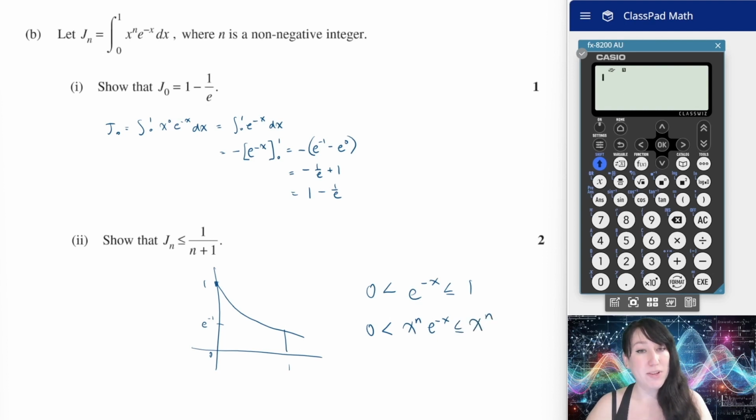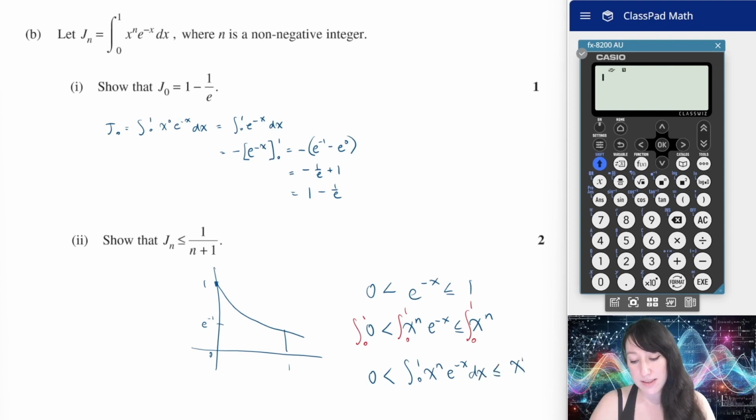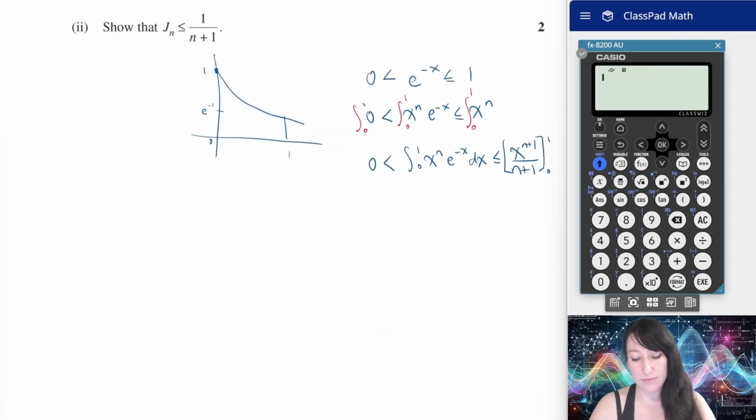Now, what if we set up an integral here? Well, the integral of 0 is 0. The middle is our expression Jn. And the integral of x to the n is x to the n plus 1 over n plus 1. So we have Jn is less than or equal to 1 over n plus 1.